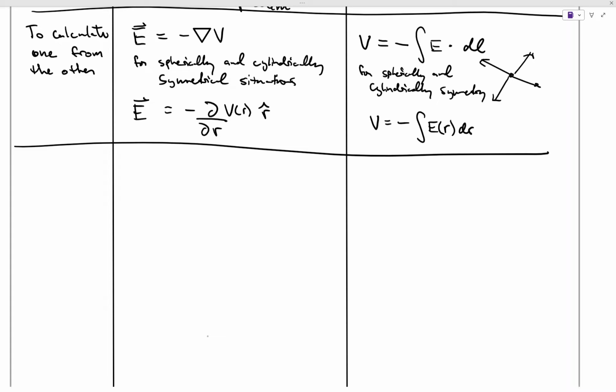And then what are our common configurations? So we have the point charge. So think of that as, you know, our charge Q.